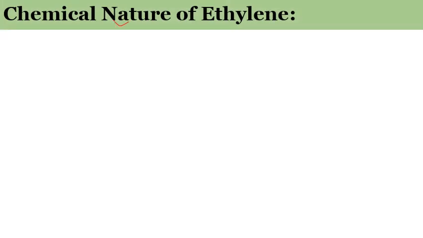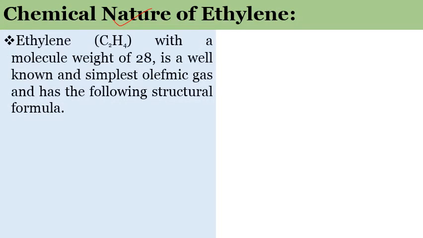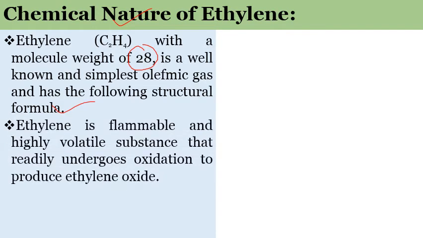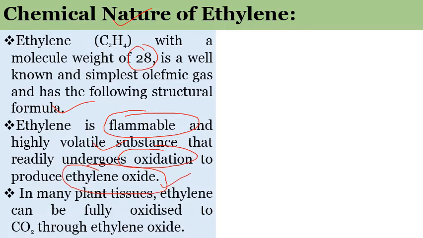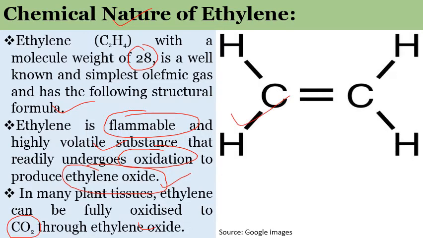The chemical nature of ethylene. As we know, this is the simplest gaseous hormone with a molecular weight of 28, and it is the well-known simplest olefinic gas, with the structural formula that we have already discussed. Ethylene is flammable and highly volatile, and it rapidly undergoes oxidation to form ethylene oxide. In many plants, ethylene can be fully oxidized into carbon dioxide through the ethylene oxide. So this is the simplest structure of ethylene.